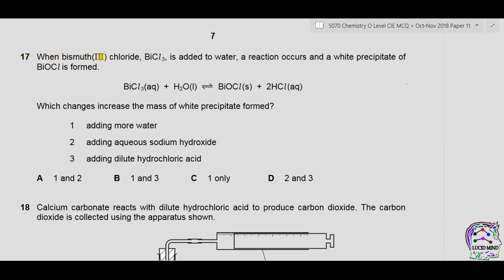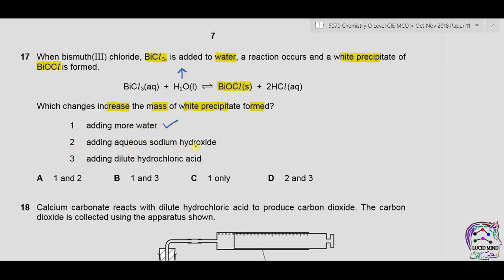Question 17. When bismuth chloride BiCl3 is added to water, a reaction occurs and a white precipitate of BiOCl is formed. Which changes increase the mass of white precipitate formed? It means which change would make this reaction go in the forward direction to make more white precipitate? Number 1. Adding more water. Now, as water is the reactant, if you increase the amount of reactant, the equilibrium will move in the forward direction and more white precipitate will be formed.